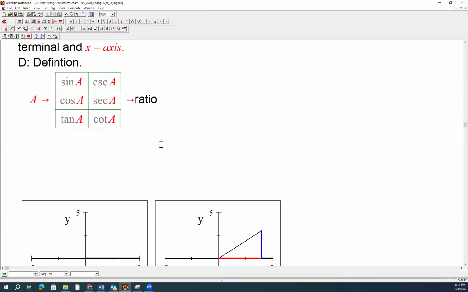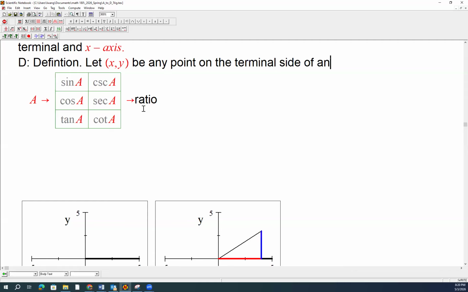What are those ratios? In our definition, we assume, suppose, or sometimes you can use the word let, x comma y be any point on the terminal side of angle A. And it cannot be 0, so I'm going to put not equal to 0, 0. I will explain.